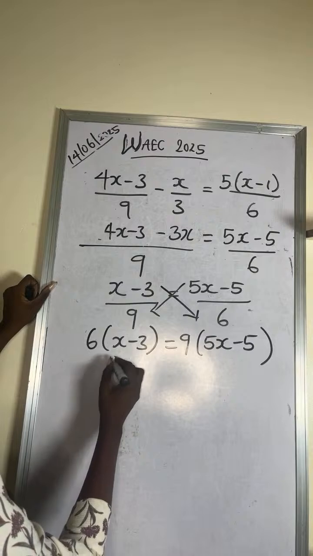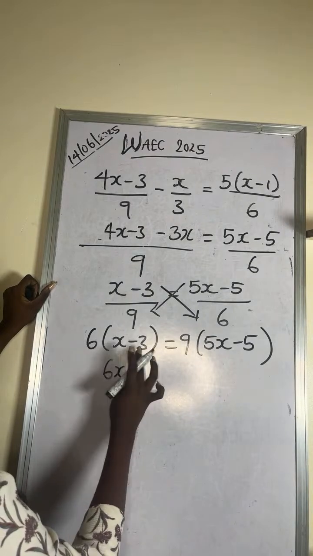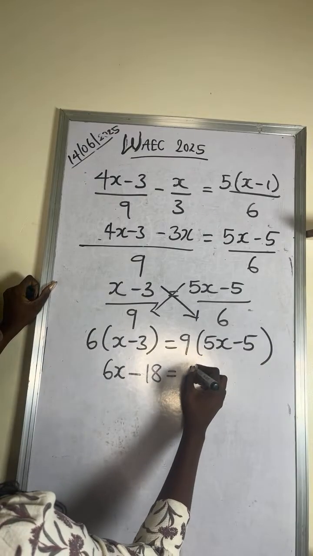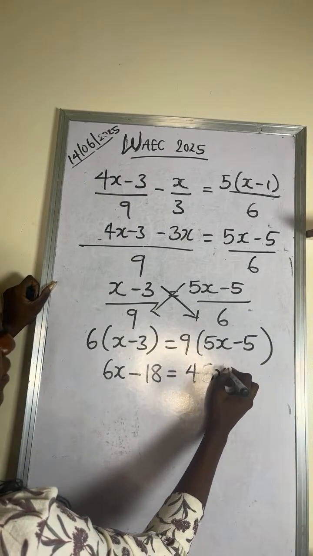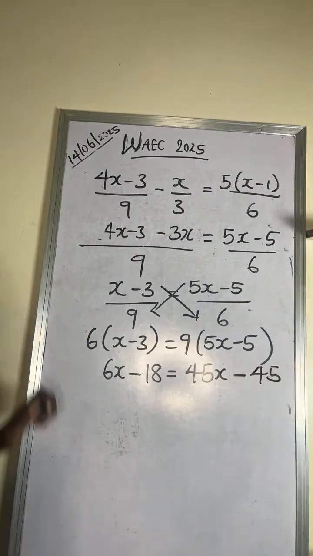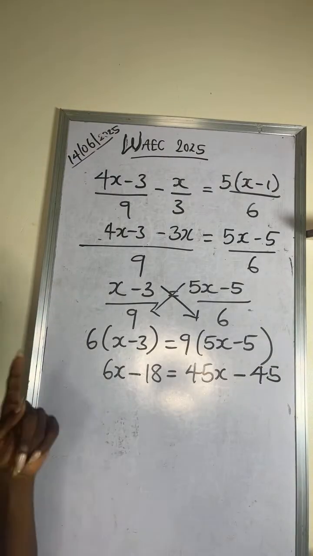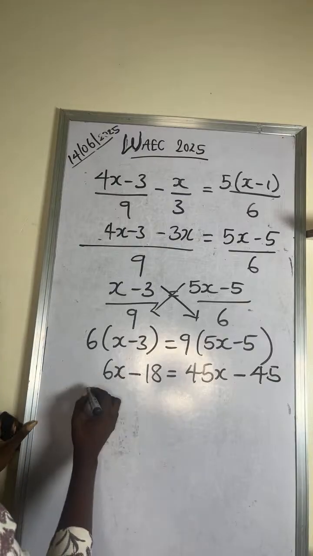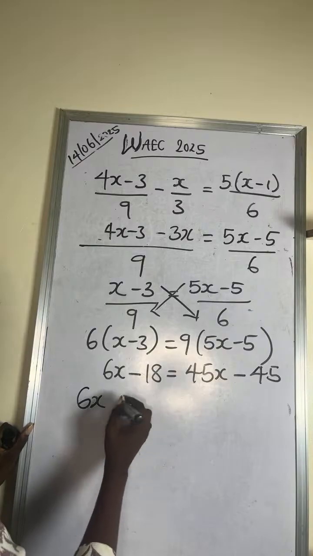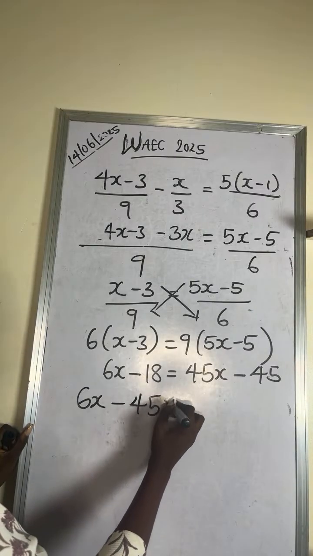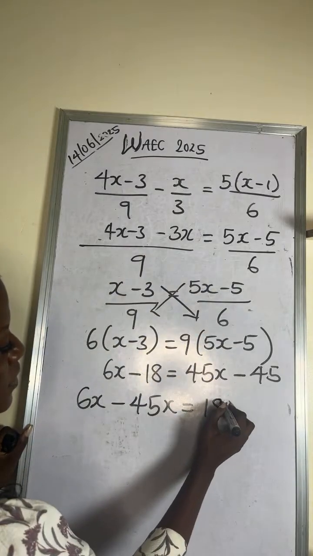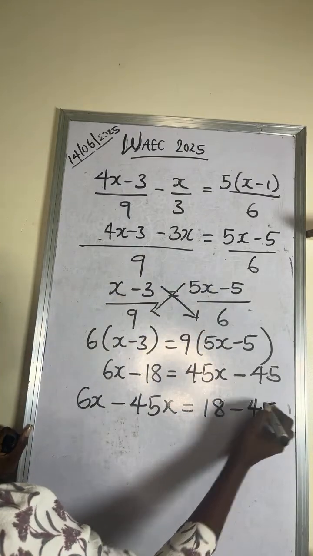So 6 times x is 6x. 6 times 3 is 18. Open this bracket. 9 times 5 is 45x. 9 times minus 5 is minus 45. Okay? Now you can collect like terms. So you have 6x. This crosses the equal sign and becomes a minus 45x. And then this minus 18 crosses to become plus 18 minus 45.